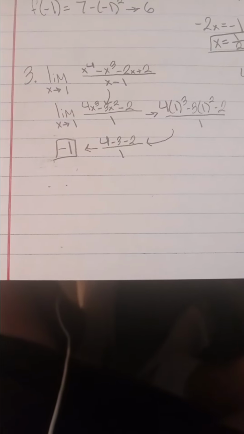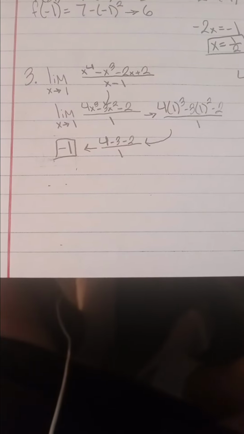All right, now on to number 3, and number 3 asks for us to use L'Hopital's rule to find the limit of x approaching 1 for the function of x to the 4th minus x to the 3rd minus 2x plus 2 over x minus 1. And so I found the derivative of this equation, which was 4x cubed minus 3x squared minus 2 over 1. And so then I plugged in 1 to the equation, and then I got -1 for my answer.